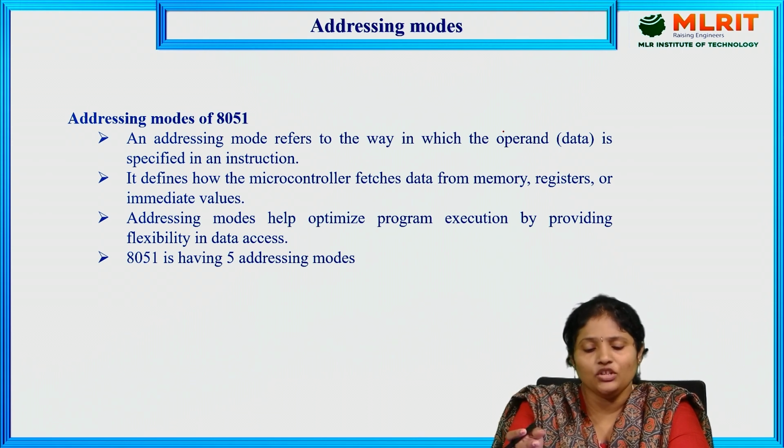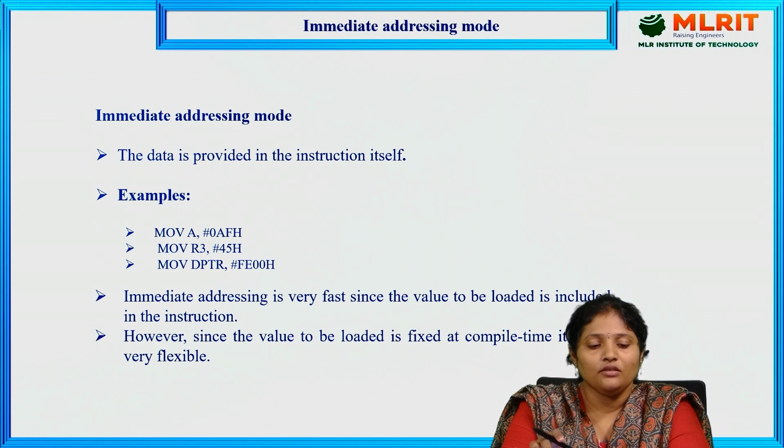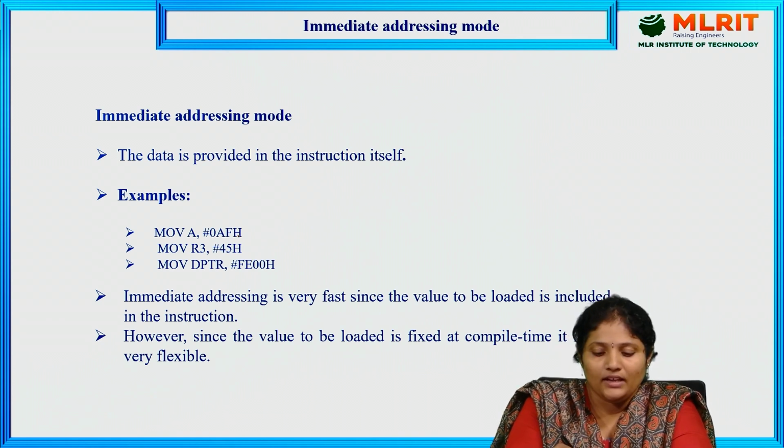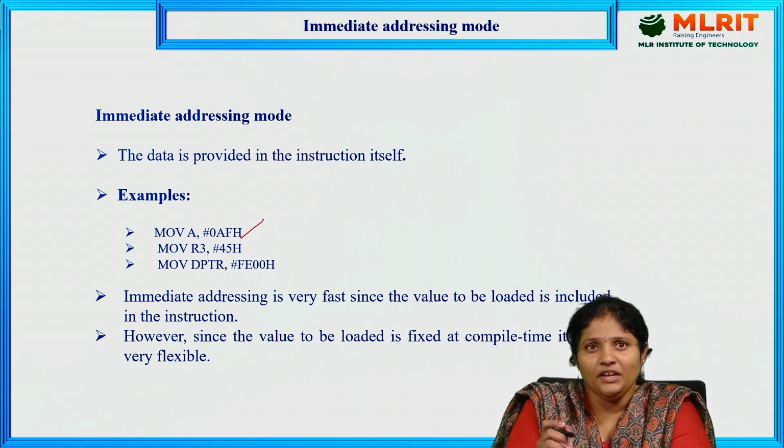So in the 8051 microcontroller, there are 5 addressing modes. The first addressing mode, which is fast when compared to the other addressing modes, is the immediate addressing mode. The name itself suggests that in the instruction, the immediate data or the raw data will be provided directly in the instruction itself. So here is an example of immediate addressing mode.